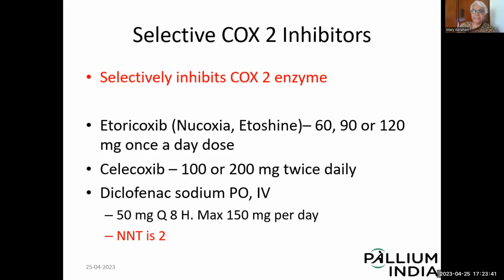Now coming to the selective COX-2 inhibitors, they're only inhibiting the COX-2. It is not interfering with the COX-1. The examples are etoricoxib, given in a once a day dose, or celecoxib, which is 100 or 200 mg twice a day. And like I mentioned, diclofenac is functionally a COX-2 inhibitor because it has not much side effects on the stomach. But it has got adverse effects. The dose is 50 milligrams every 8 hours, and the NNT is very good. It's 2.